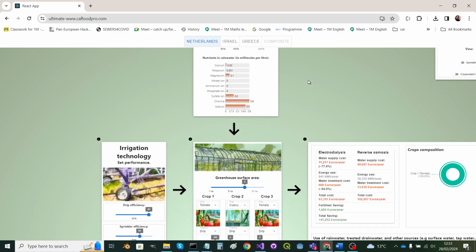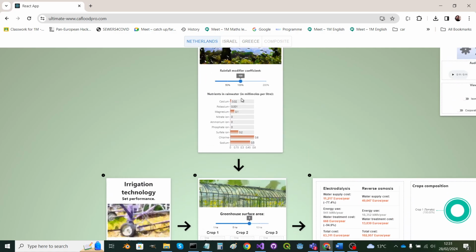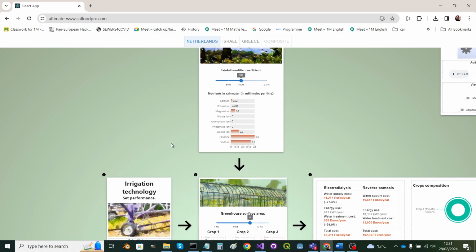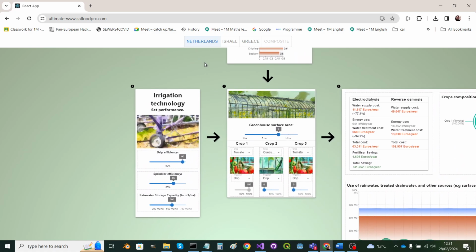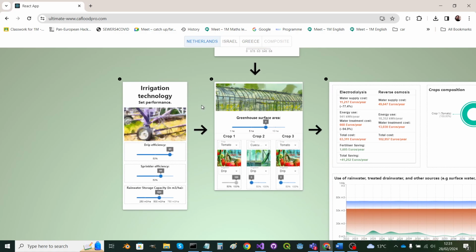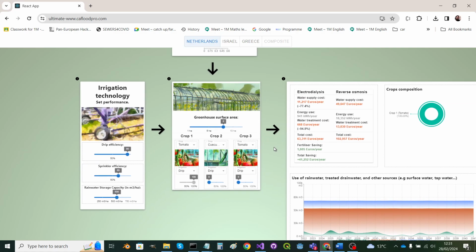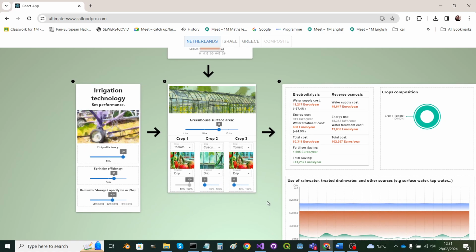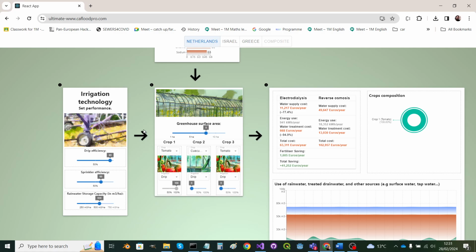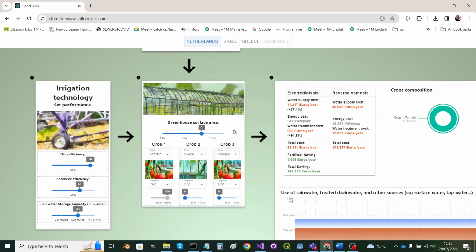So what will happen is, the user can change the amount of rainfall so as to simulate the scenario of water scarcity. And in this particular case, suddenly being able to recover and reuse water becomes a lot more important. Similarly, users can change the irrigation technology and its efficiency, and the storage capacity, which define the resilience for water scarcity.